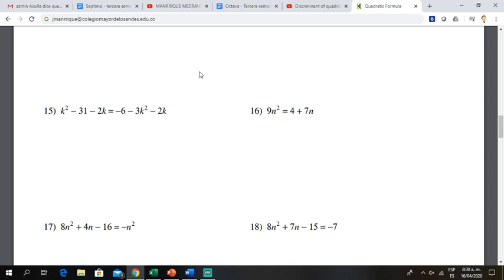Okay, no mails yet. Please, I am waiting for your mails. If you want, you can use your calculator, okay?